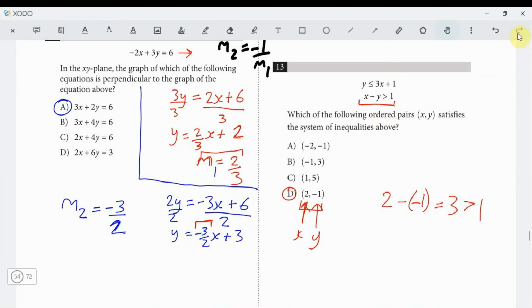So you don't want to be doing linear programming, solving the inequality region, and taking a long time. Just use trial and error for these questions. Alright? Is that cool? Yes, sir.